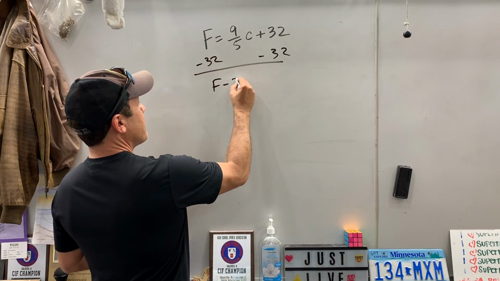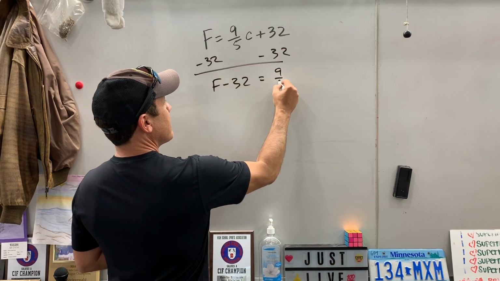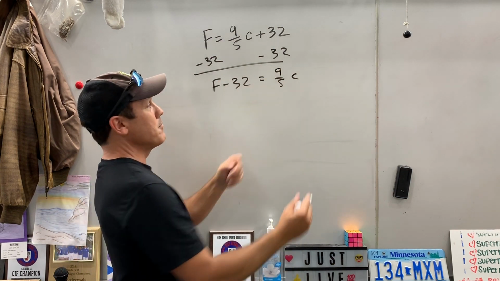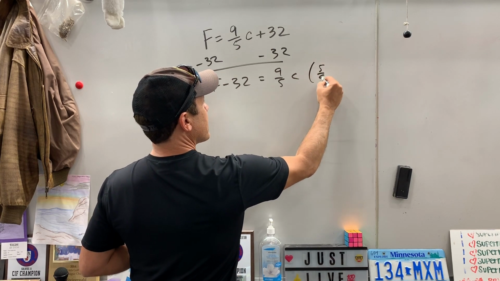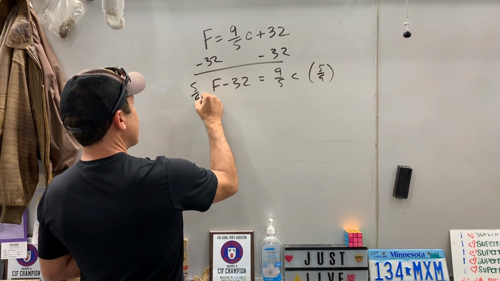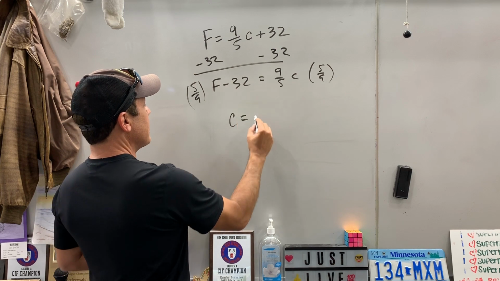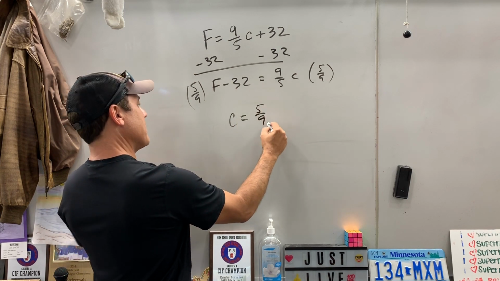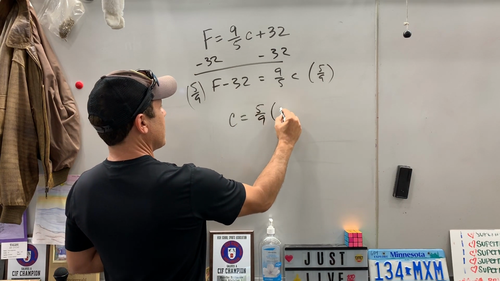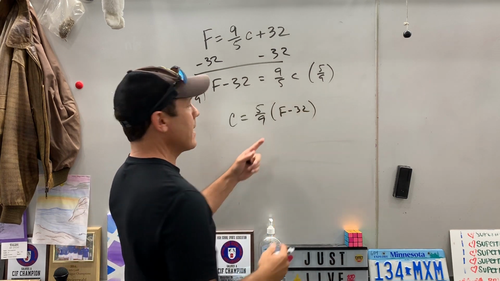Okay, we have F minus 32 equals 9/5 C. How do I get rid of that? You multiply by the reciprocal on both sides, and guess what? These are inverse functions of each other from the last lesson. So what are we looking at? C = 5/9 (F minus 32).